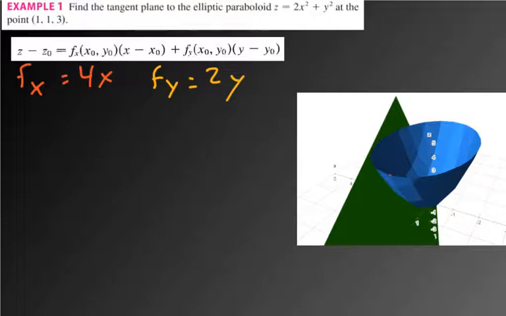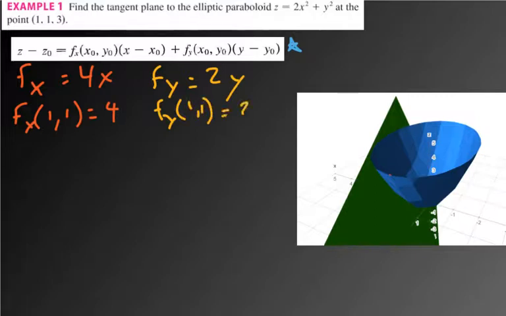And so I can go and plug into this equation now. Z minus 1 equals, I'll put that in a second. Oh, wait. Actually, I'm going to back up a second. I need the partial evaluated at the point. So I need f with respect to x evaluated at 1, 1, which is going to be 4. And then f with respect to y evaluated at 1, 1, which is 2. So those are the things that I'm going to plug into here and here.